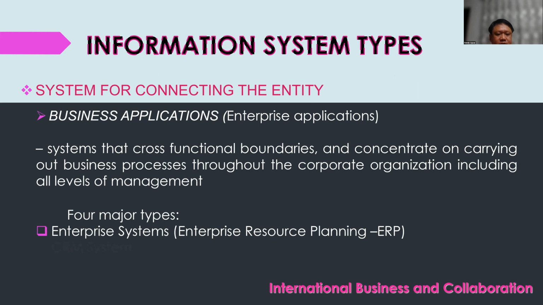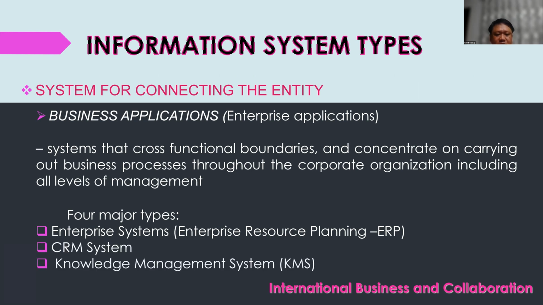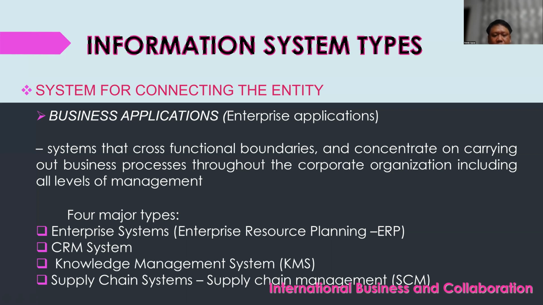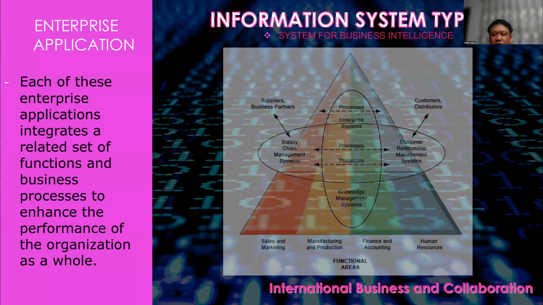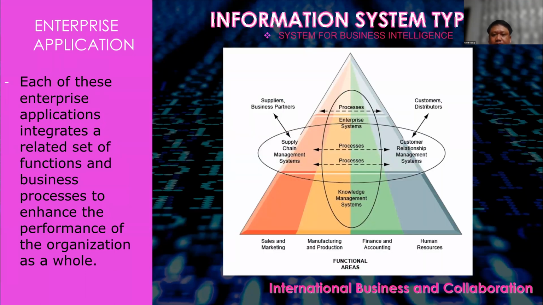These are enterprise systems, CRM systems, knowledge management systems, and supply chain systems, or what we call supply chain management systems. Each of these enterprise applications is a related set of functions and business processes to enhance the performance of the organization as a whole. Example of enterprise application as illustrated in the diagram, in which the enterprise application integrates the related set of functions, which are the functional areas and business processes.